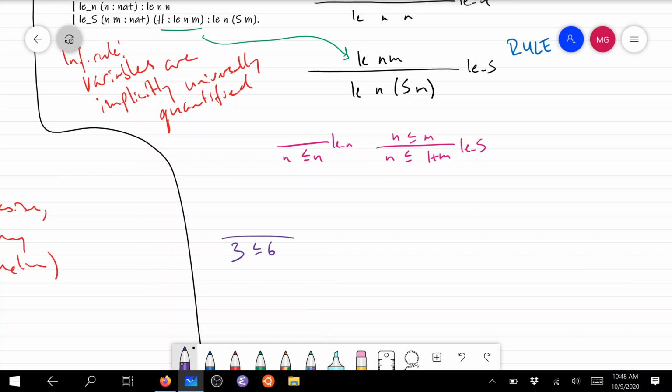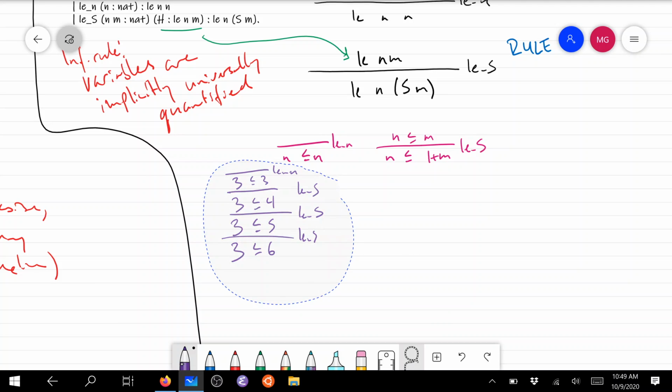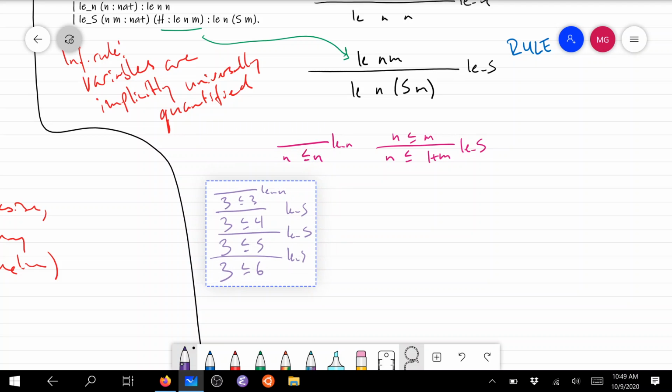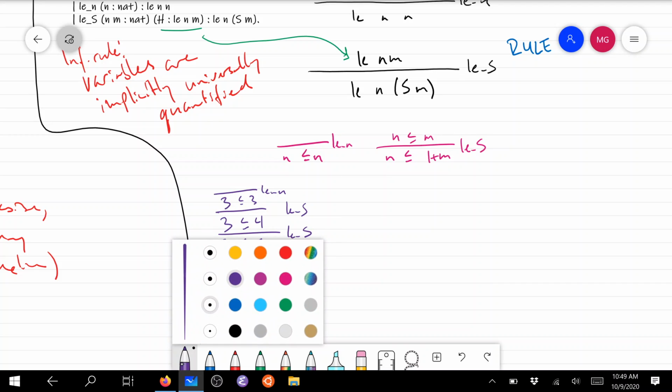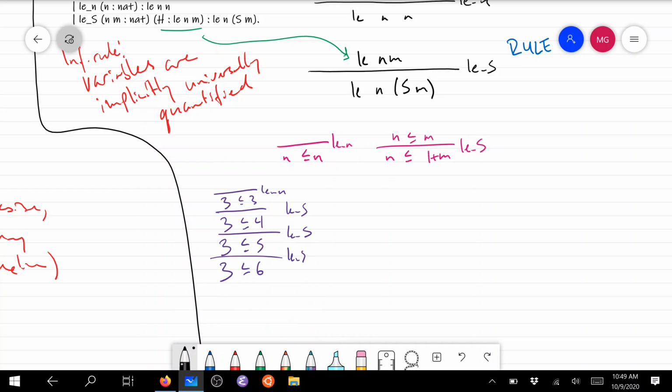So if we applied LES, we would get 3 less than or equal to 5. If we did it again, we get 3 less than or equal to 4. If we did it one more time, we would get 3 less than or equal to 3. And then this we can have by the axiom LEN. Move that over. Okay. Hopefully you found the same. Hopefully that makes sense. If not, grab me on Zulip.